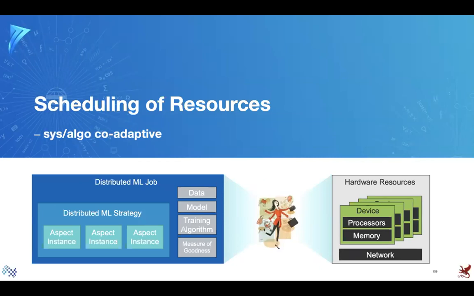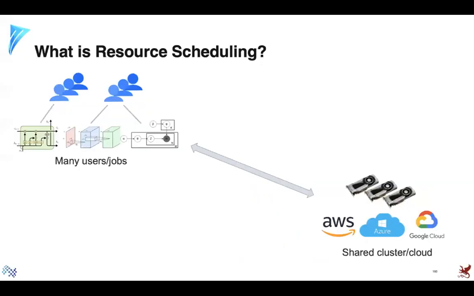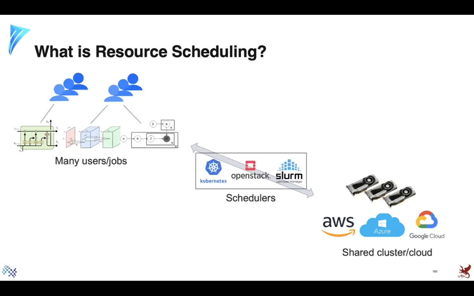So I'm going to talk about the scheduling of hardware resources for distributed machine learning and how to allocate resources efficiently across many machine learning jobs sharing a cluster. So first of all, what is resource scheduling? Resource scheduling is becoming very important nowadays because more and more hardware is becoming available either in shared clusters or cloud environments rather than dedicated fixed clusters. And in these settings, you may have many different users who are each submitting potentially many different machine learning training jobs through some interface like Kubernetes, OpenStack, or Slurm.